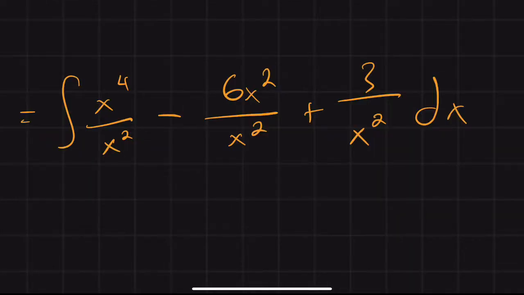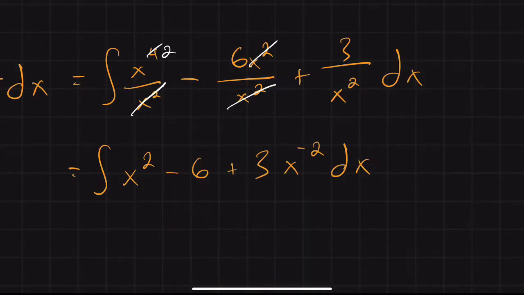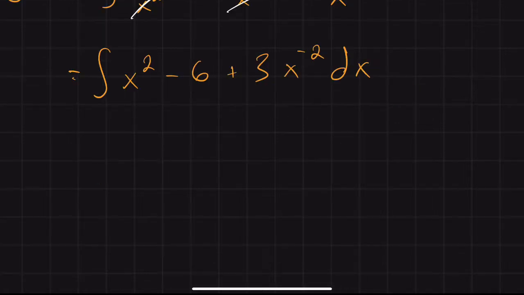In the first fraction, we have x to the 4th in the numerator and x squared in the denominator. So 2 of the x's in the numerator are going to cancel with the x squared in the denominator. The next term, we have x squared in the numerator and x squared in the denominator. Those will just cancel each other out. That means this problem reduces to the integral of x squared minus 6 plus 3x to the negative 2 power dx. Now we can just go term by term, finding the integral.